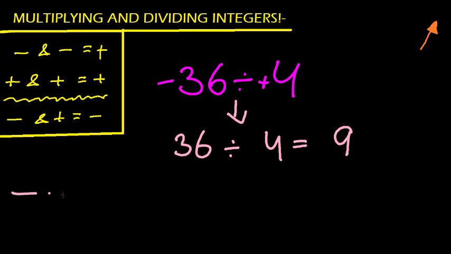So we have one negative and one positive. The negative comes from the negative 36, and the positive comes from the positive 4. So now we have a negative and a positive. And even if they're not side by side, we're going to solve it and find the answer of the signs. If we look at this formula box, we see that a negative and a positive equals a negative. So this is going to equal a negative.